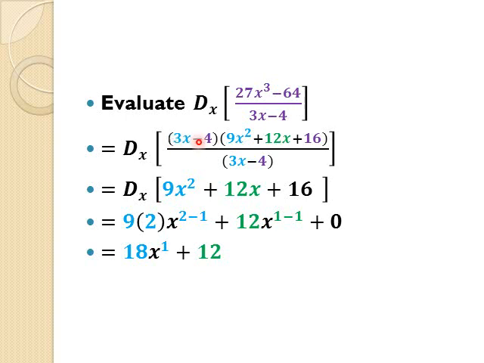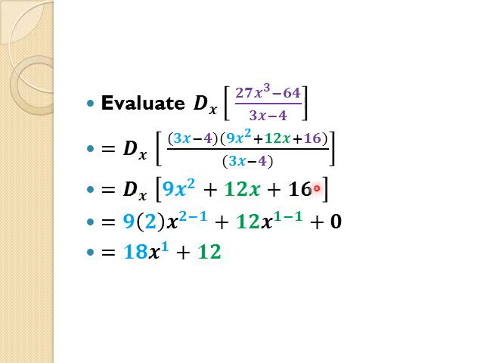To cancel negative 12x, because there's no middle term given there, we write plus 12x. Negative times negative is positive, 4 times 4 is 16. So now you should know 3x minus 4 cancels with 3x minus 4, and I'm simply left with 9x squared plus 12x plus 16.